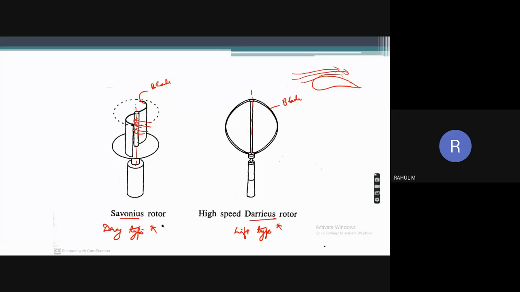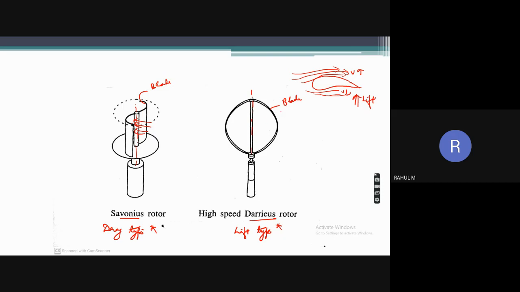So when the wind flows, on the top side you'll have comparatively higher velocity, right? And on the bottom side you will have a lower velocity. Okay, and because of this you will get a pressure difference according to Bernoulli's law, and because of this you will experience a lift force. Okay, and this lift force is actually responsible for the rotation of these blades.